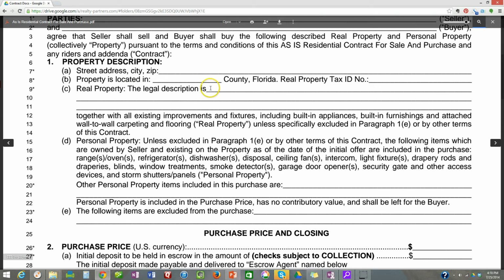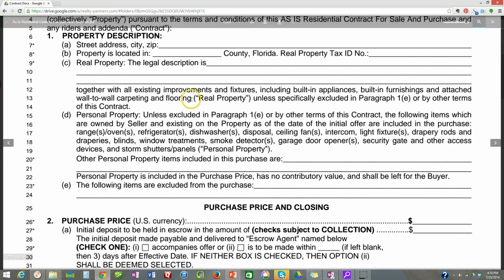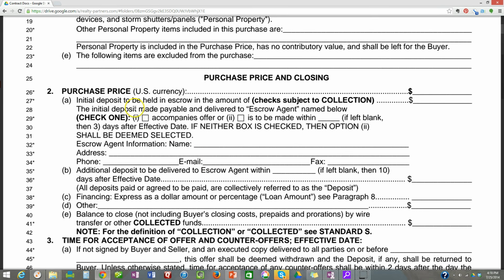A legal description. There usually is a short legal description on the tax bill if you don't have a complete legal. So you don't need to pull up a deed to get the entire legal description, but it's good to get a short one. And if it's an MLS listing, that information is going to be there anyway. Together with all existing improvements and fixtures, including built-in appliances and so forth, that constitutes the real property. And then personal property, you would list here if there is any personal property included or excluded from the contract.